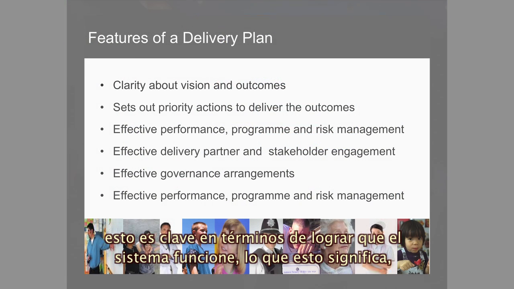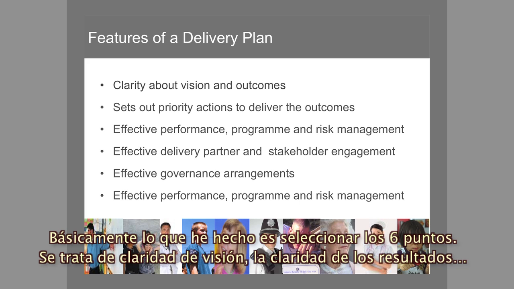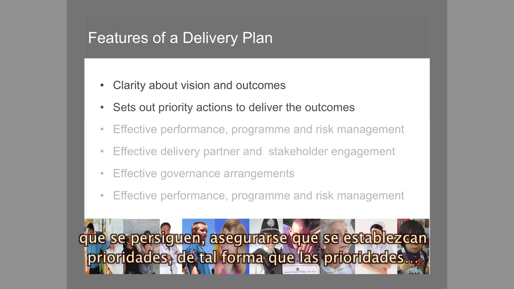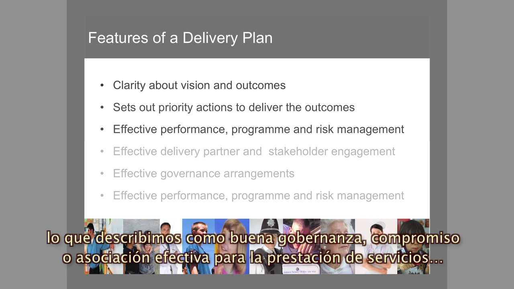What does that actually mean? It means that you need to understand delivery. And delivery has, in our experience, six particular elements to it in terms of really judging it. And basically what I've done is I've just selected out the six headings. It is about clarity of vision. It is about being clear what outcomes you're looking to achieve. It is about making sure you've set priorities so that priorities really are priorities. It is about effective performance, program management, risk management, what we would describe as good governance. It's about effective delivery partner engagement with the people who are delivering systems.